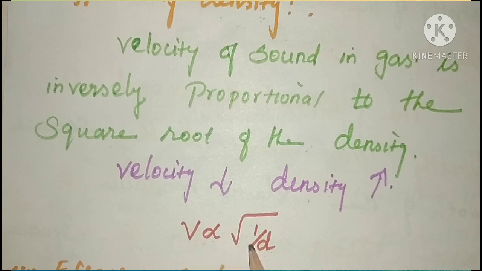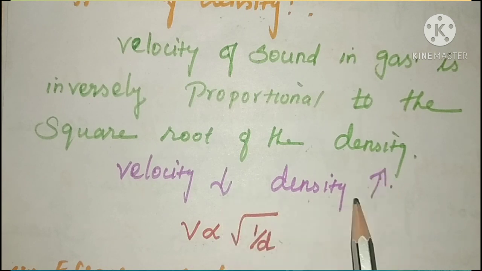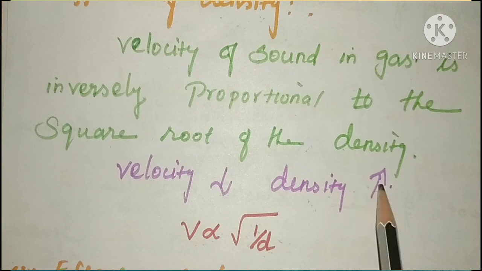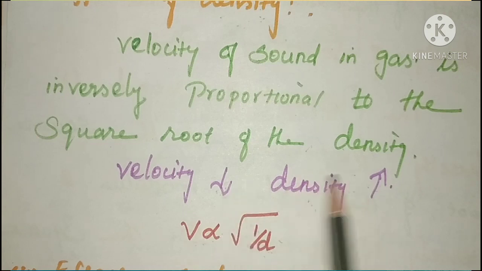Velocity is inversely proportional to what? Density. So velocity decreases with increasing density. In the medium, the gas medium, if the density of this gas is more, it will affect the velocity of the sound. So when density increases, the velocity of the sound decreases.